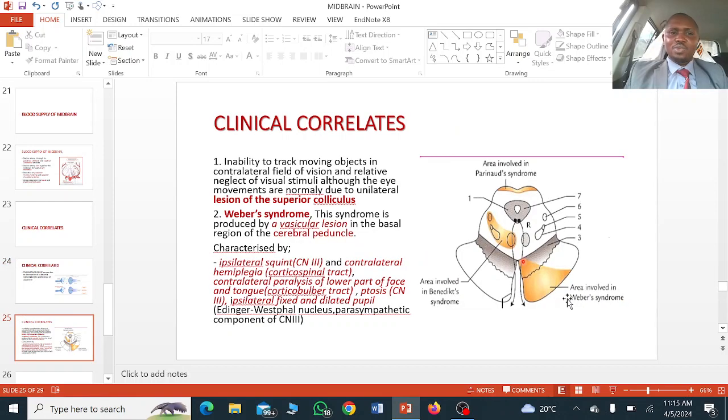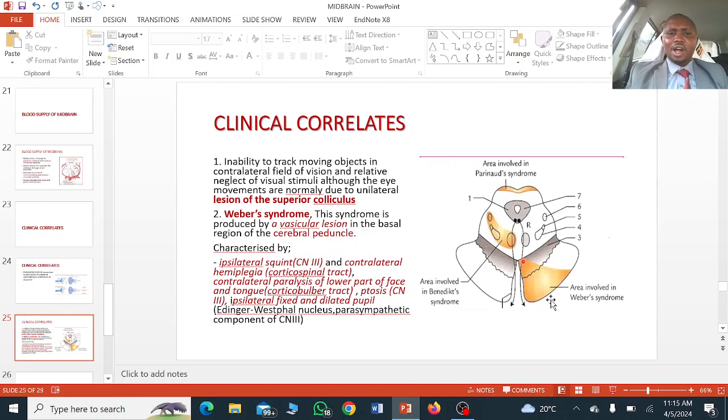The other correlate we will talk about is a lesion in the superior colliculus, leading to inability to track moving objects in the contralateral field of vision and relative neglect of visual stimuli, although the eye movements are maintained normally. The other problem we will look at is Weber's syndrome.